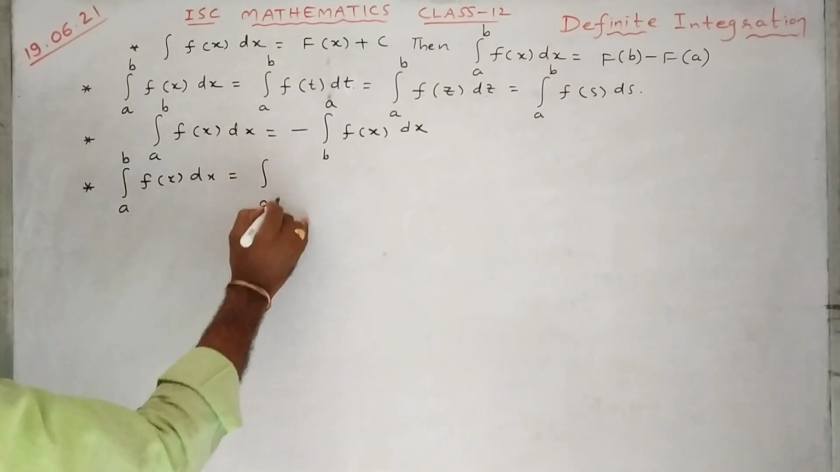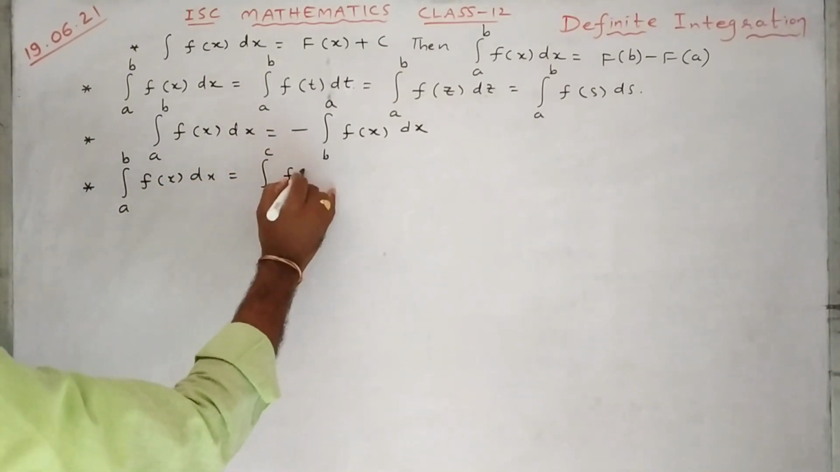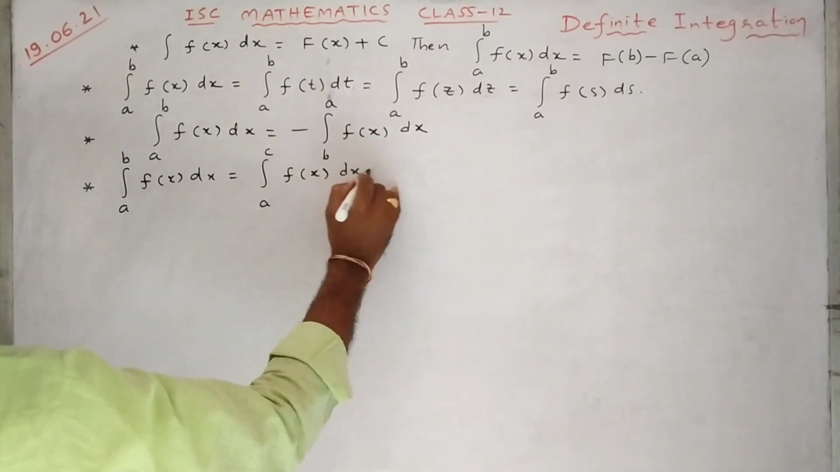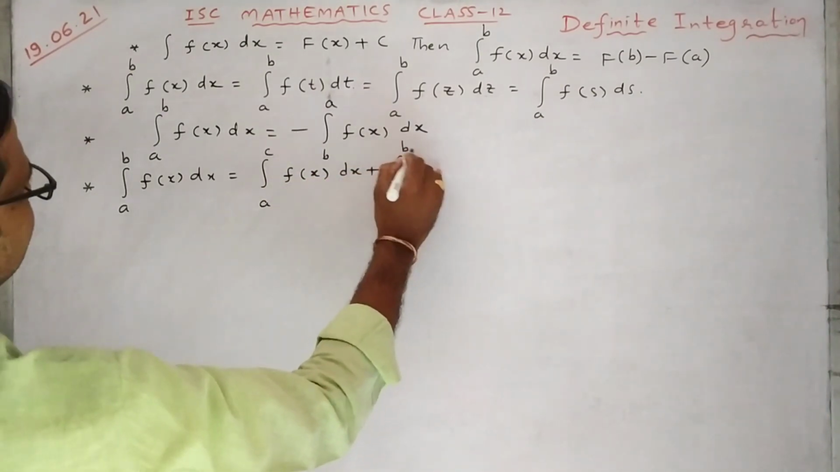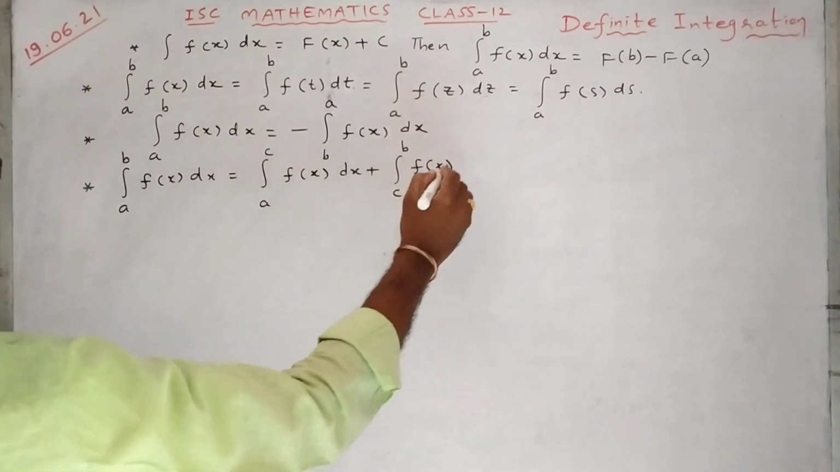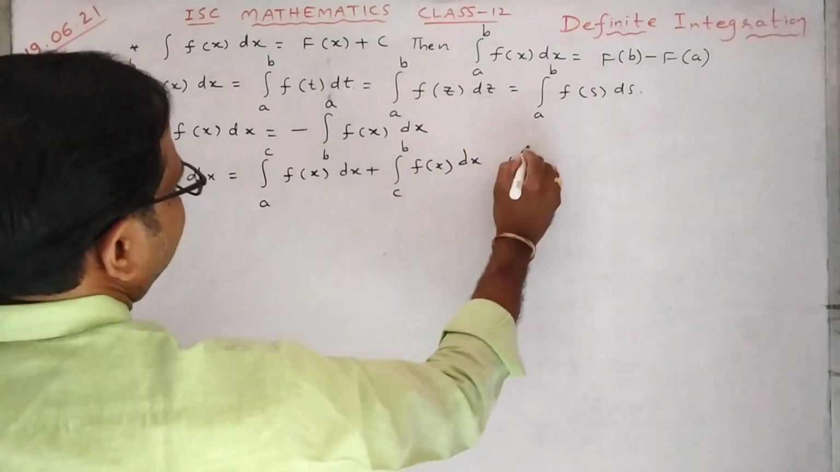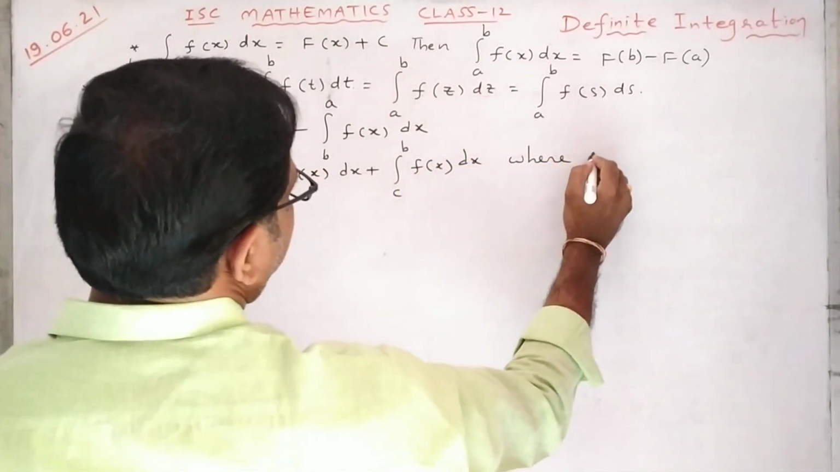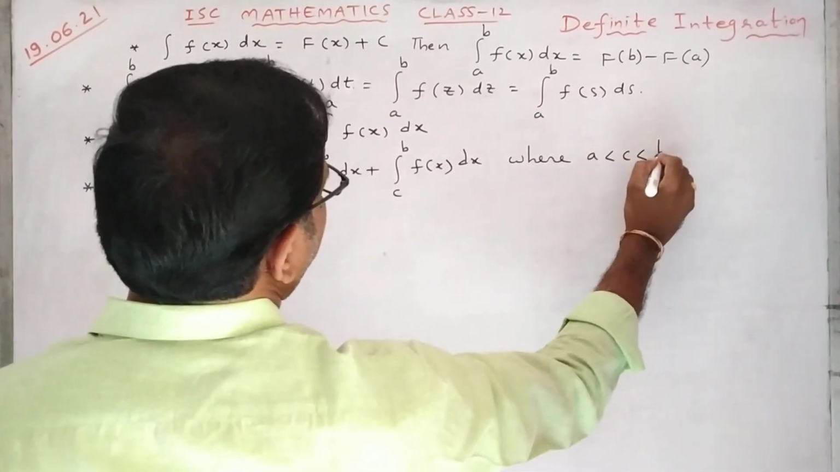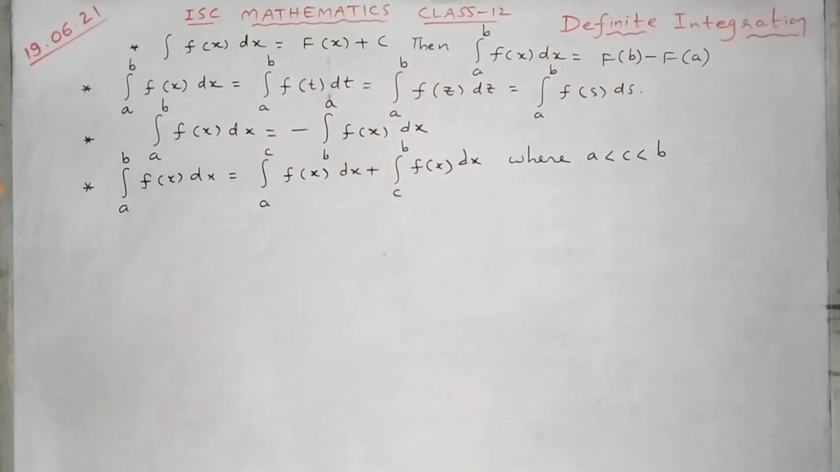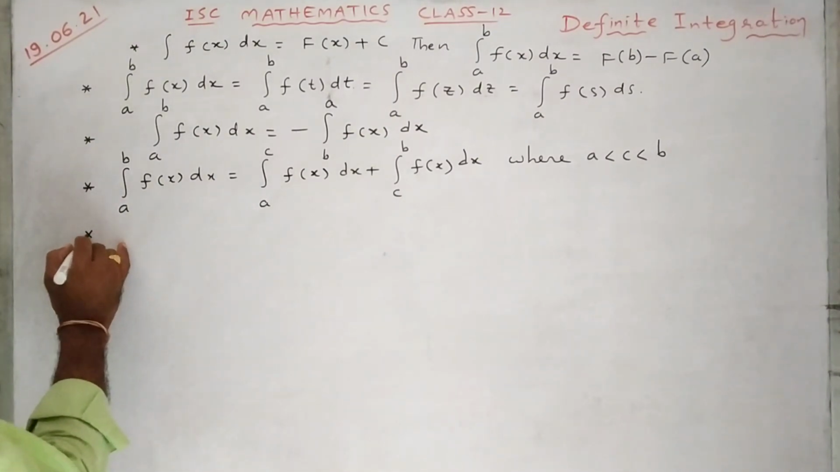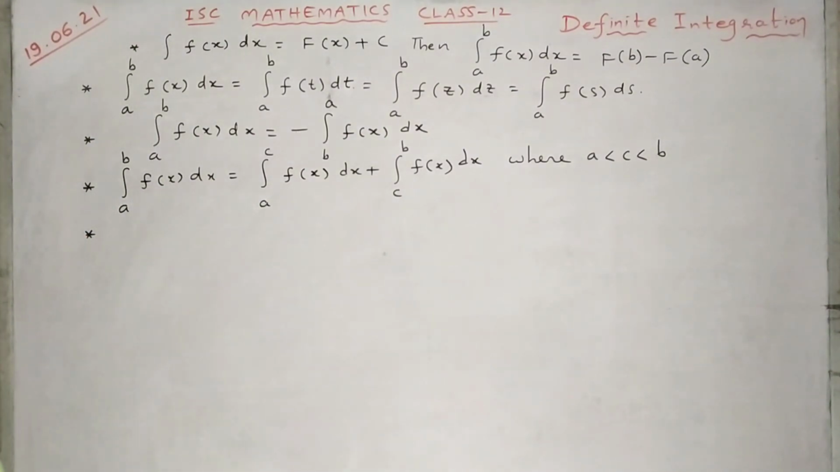Third one, integral a to b f of x dx. Then we can split the integration like this: a to c f of x dx plus c to b f of x dx, where a less than c less than b. Between a and b we can take one value c. So that is the property.